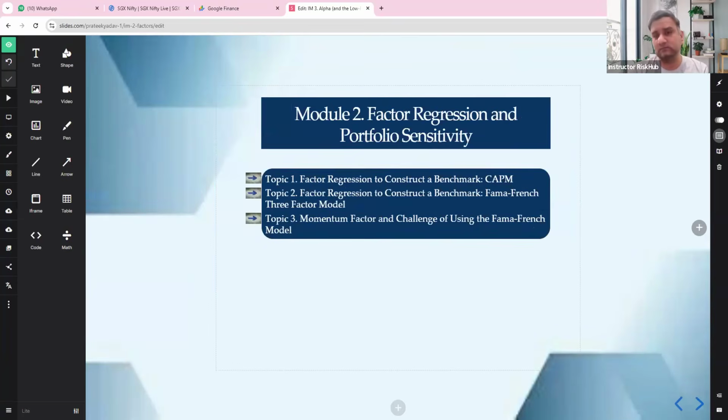Now I go to your model 2, right? So we have completed model 1. We are going to model 2. So what this model is about, we are looking at factor regression and portfolio sensitivity. Factor regression, portfolio sensitivity, all new buzzwords coming your way, right?